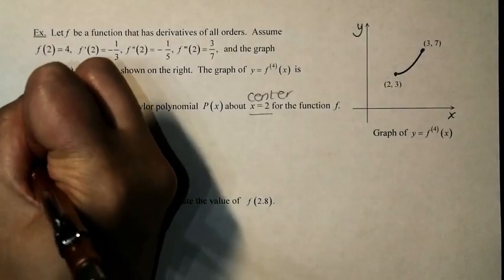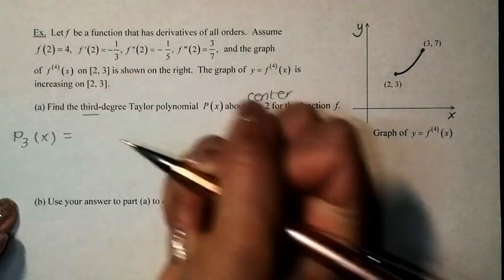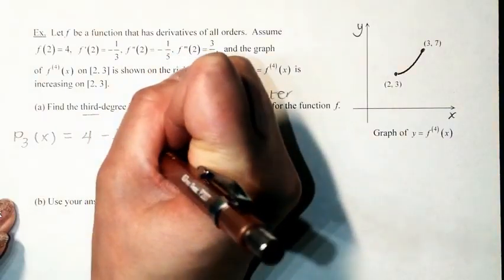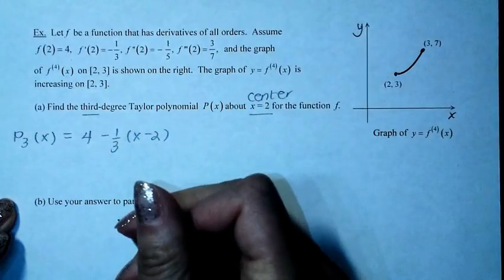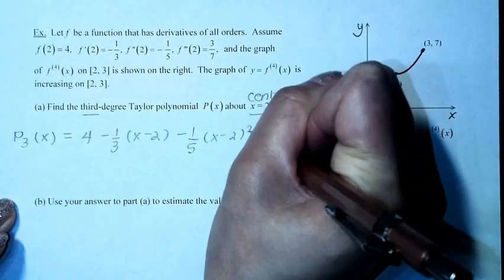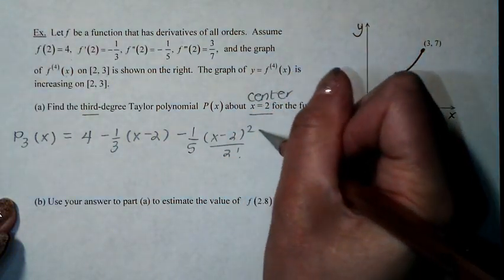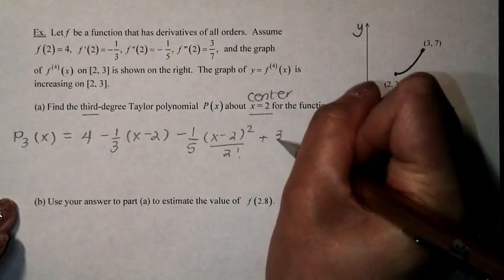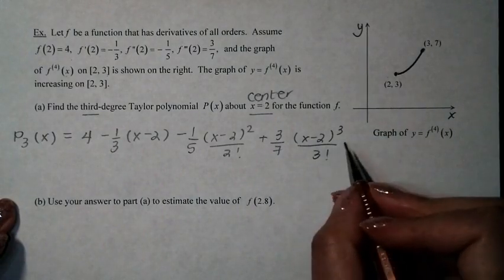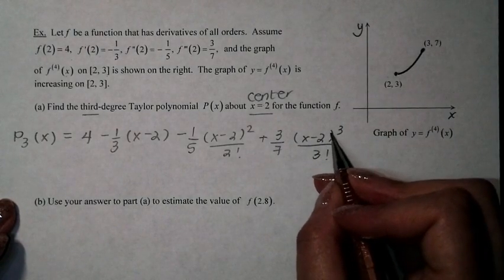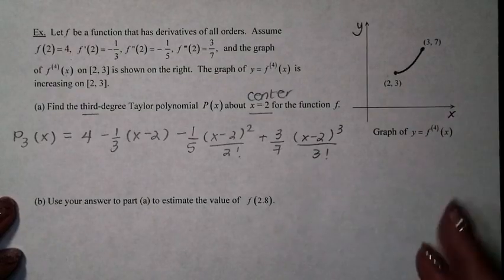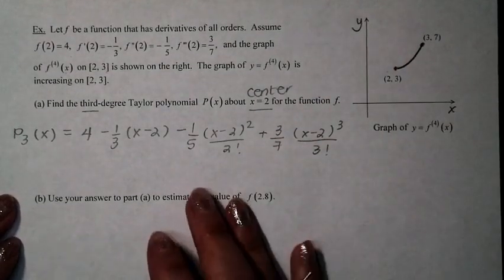Very similar to the previous problem, P of 3 is going to be equal to, and you start with your original, which is 4, minus 1 over 3 times x minus 2, because that's your center. After that, it's going to be minus 1 over 5 times x minus 2 to the power of 2 divided by 2 factorial. And then we keep going because this is degree 3, so you have plus 3 over 7 times x minus 2 to the power of 3 divided by 3 factorial. And we stop here. Why? Because this one has power 3. So let's leave it like that, because this one is not very big.